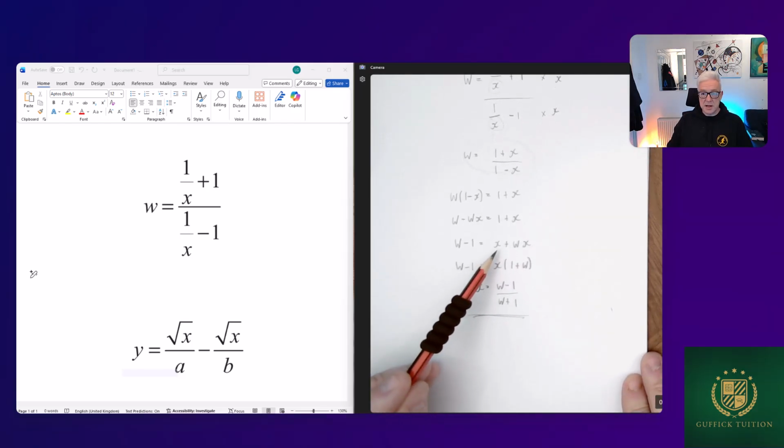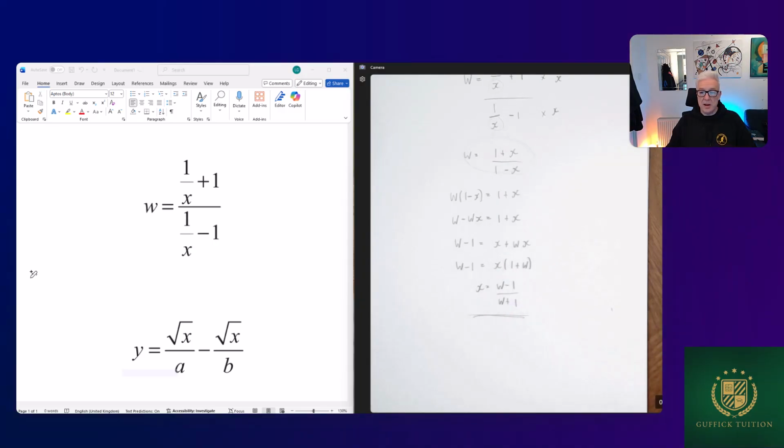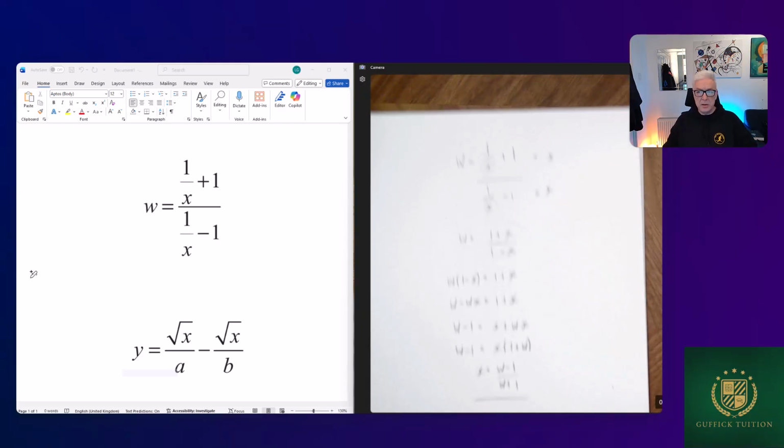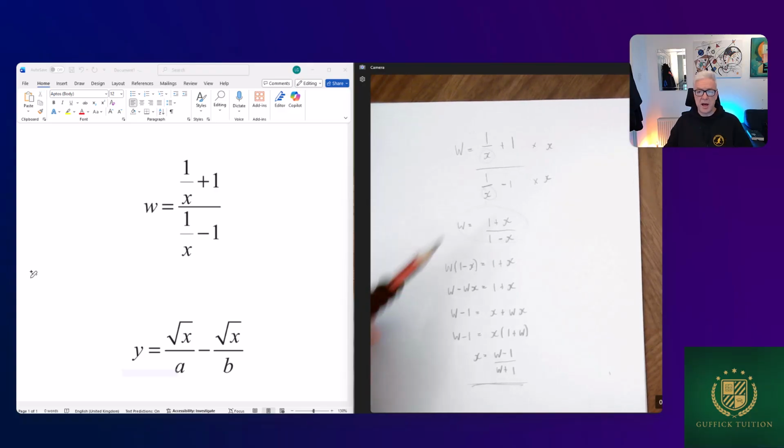Then at this next stage, we're now going to factorize out the x here. So take out the x, and that leaves you, when you open those brackets, 1 plus w. And then the last step is just to divide everything by 1 add w, so you end up with x is equal to w minus 1 over w add 1. But that idea is a really key idea, and you're going to come across that an awful lot.